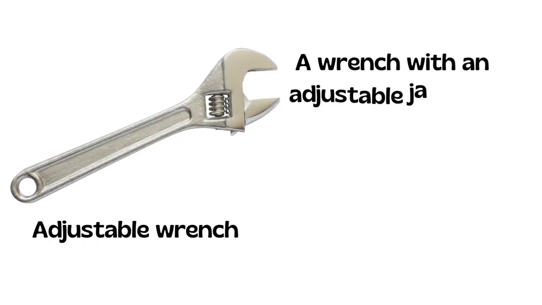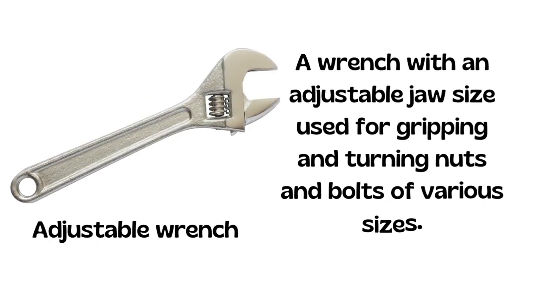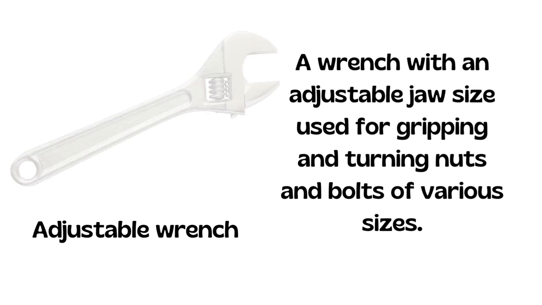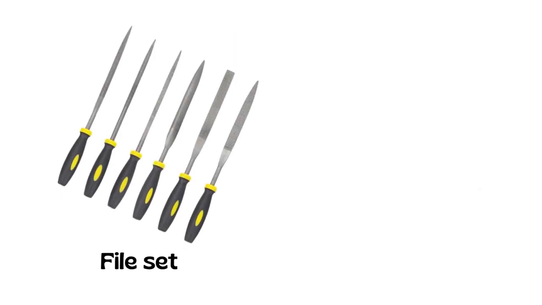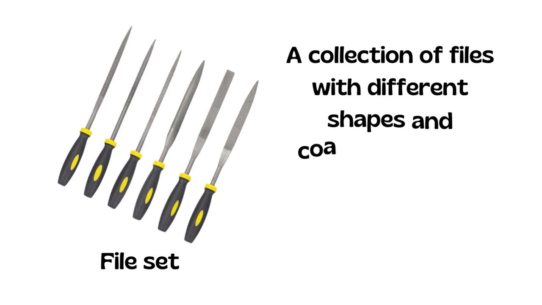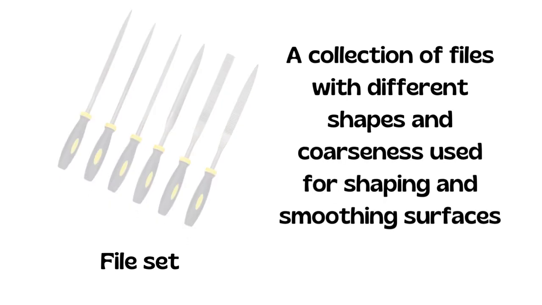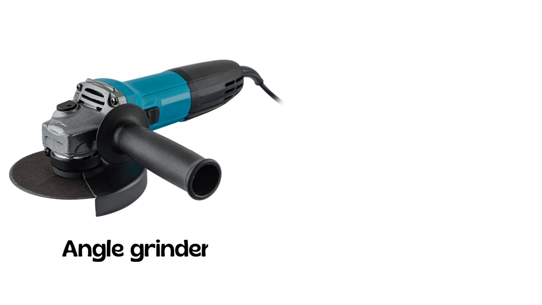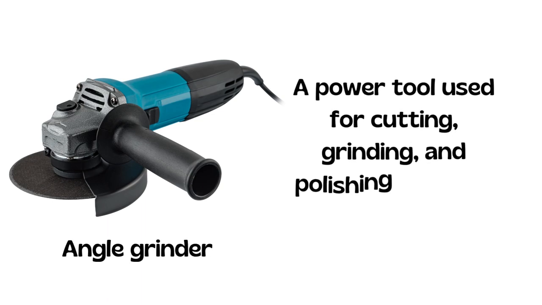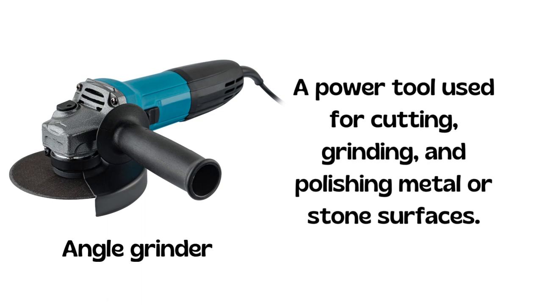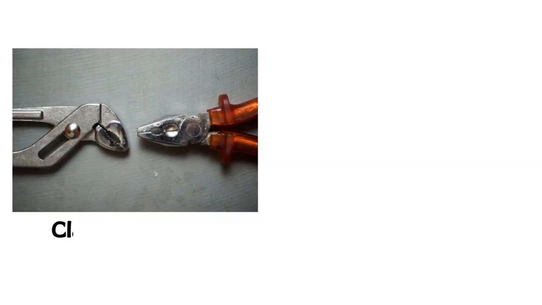Adjustable wrench, a wrench with an adjustable jaw size used for gripping and turning nuts and bolts of various sizes. File set, a collection of files with different shapes and coarseness used for shaping and smoothing surfaces. Angle grinder, a power tool used for cutting, grinding, and polishing metal or stone surfaces.